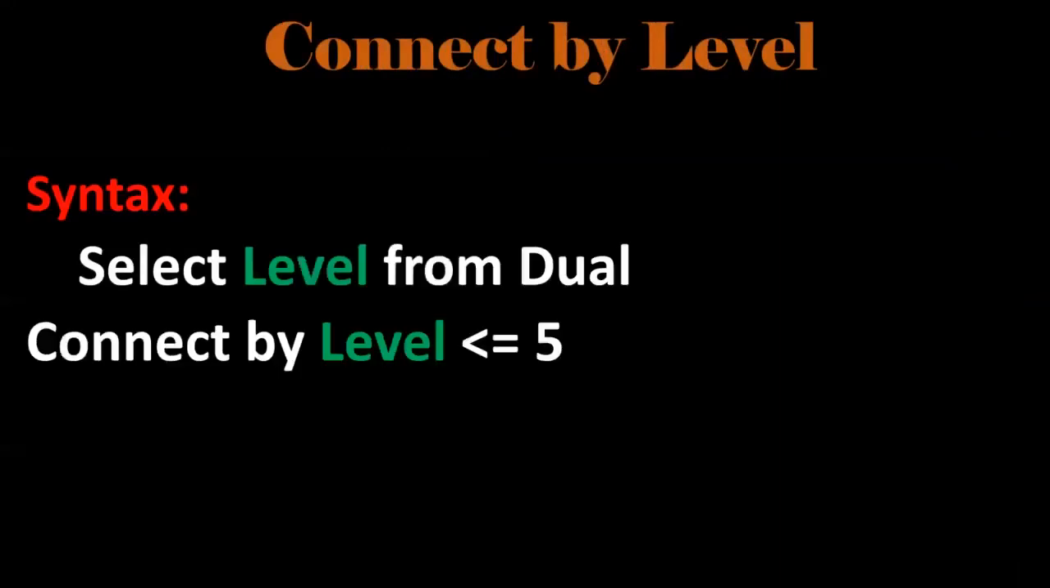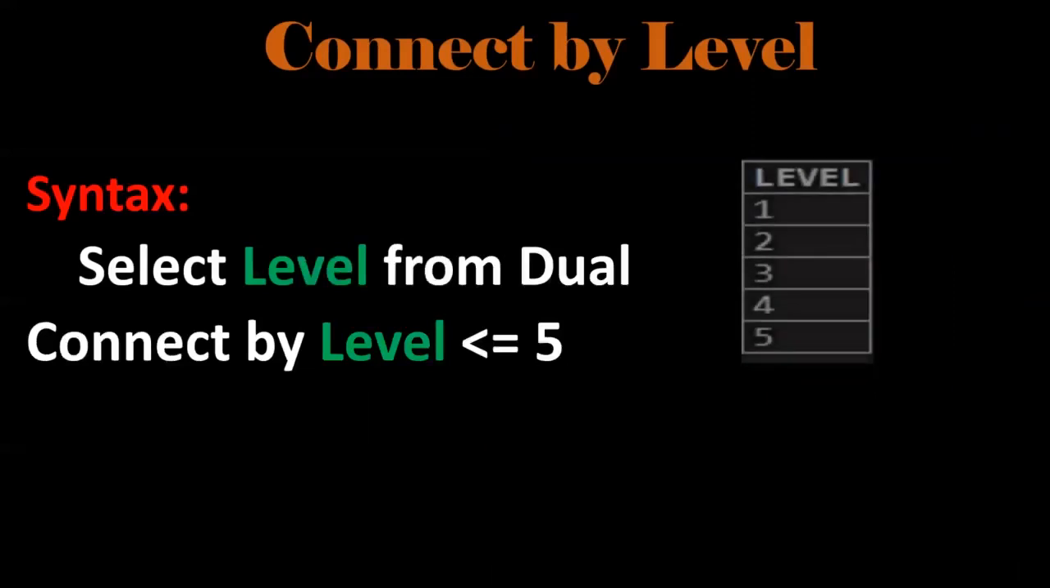First one is connect by level. In SQL, if you want to iterate n number of times, we'll make use of connect by level. So 1 to 5 numbers will be printed.